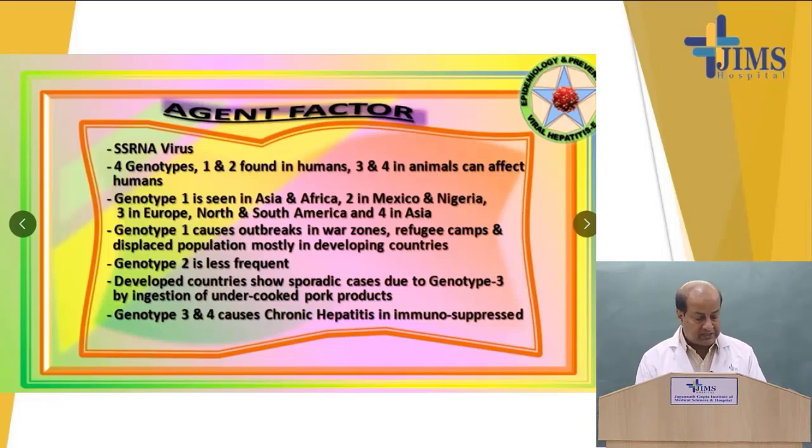Genotype 1 causes outbreaks in war zones, in refugee camps, and in displaced personnel camps in the developing countries, and these are mostly due to poor hygiene and sanitation standards and contamination of the water supply. Genotype 2 has been less frequent, whereas in developed countries there can be sporadic cases of viral hepatitis E because of genotype 3, and this is mainly because of consumption of undercooked, infected pork and pork products. Genotype 3 and 4 cause chronic hepatitis in immunosuppressed personnel.